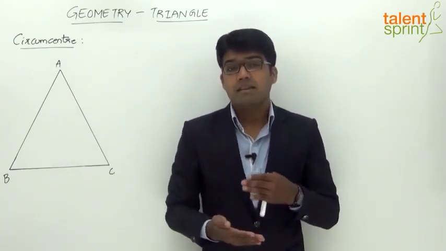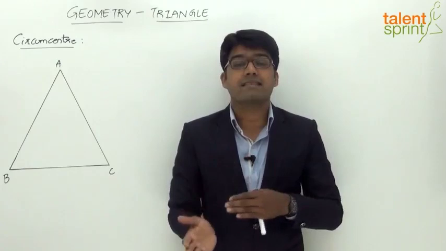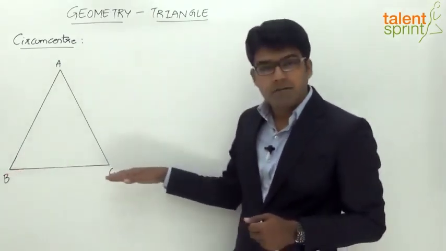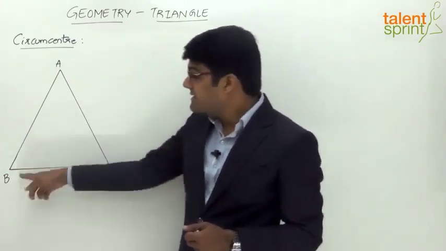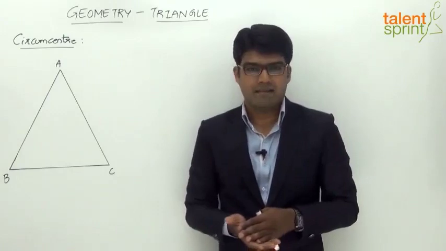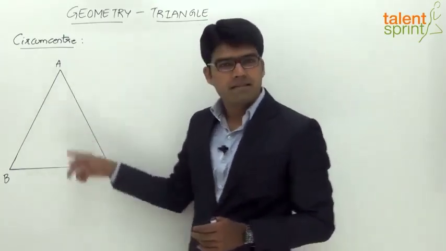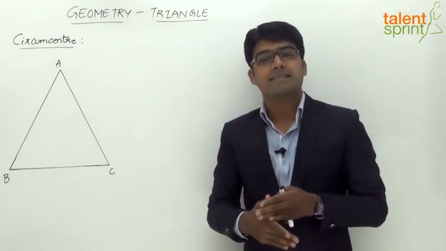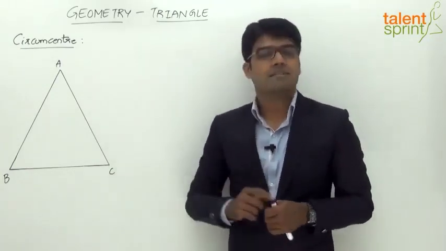Right? What is meant by bisects here? It divides the side into two equal parts. So a line that is perpendicular to the side of the triangle and divides the side into two equal parts is known as the perpendicular bisector. So we can draw three perpendicular bisectors, one for each of the sides, and the point of intersection of all these three perpendicular bisectors becomes the circumcenter of the triangle.